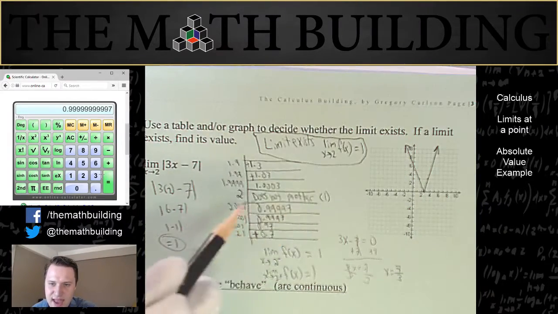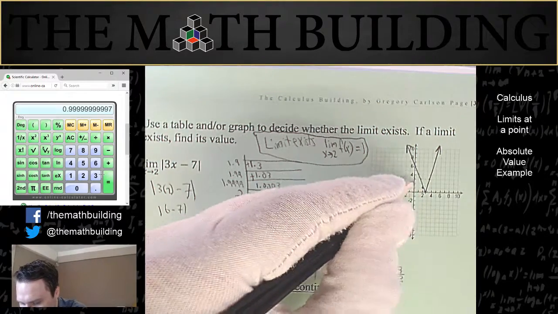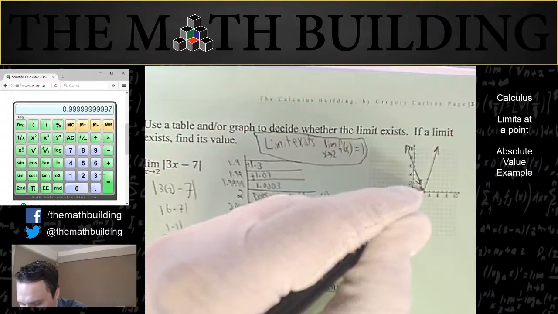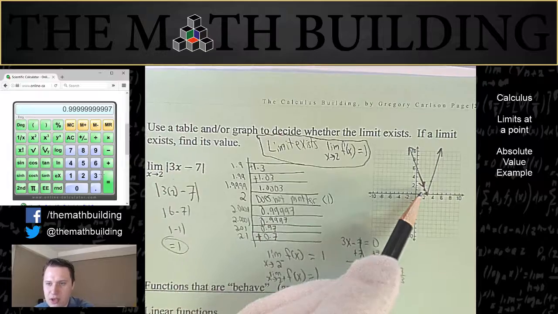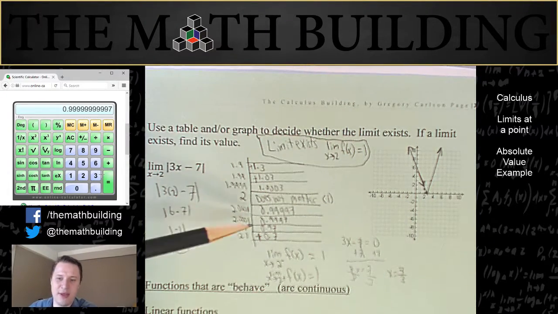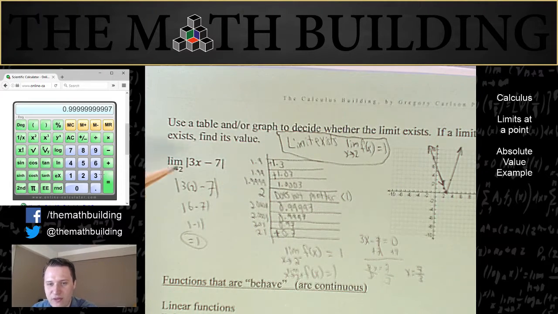And as you can see, at the point of 2, we are equal to 1. As we approach that value 2 from the negative side and the positive side, you see that it equals 1, and there we go. So as you can see, this takes a lot of work. It takes a lot of work to make these tables and figure out if the limit exists. So wouldn't it be nice if we could just get away with plugging in the value?